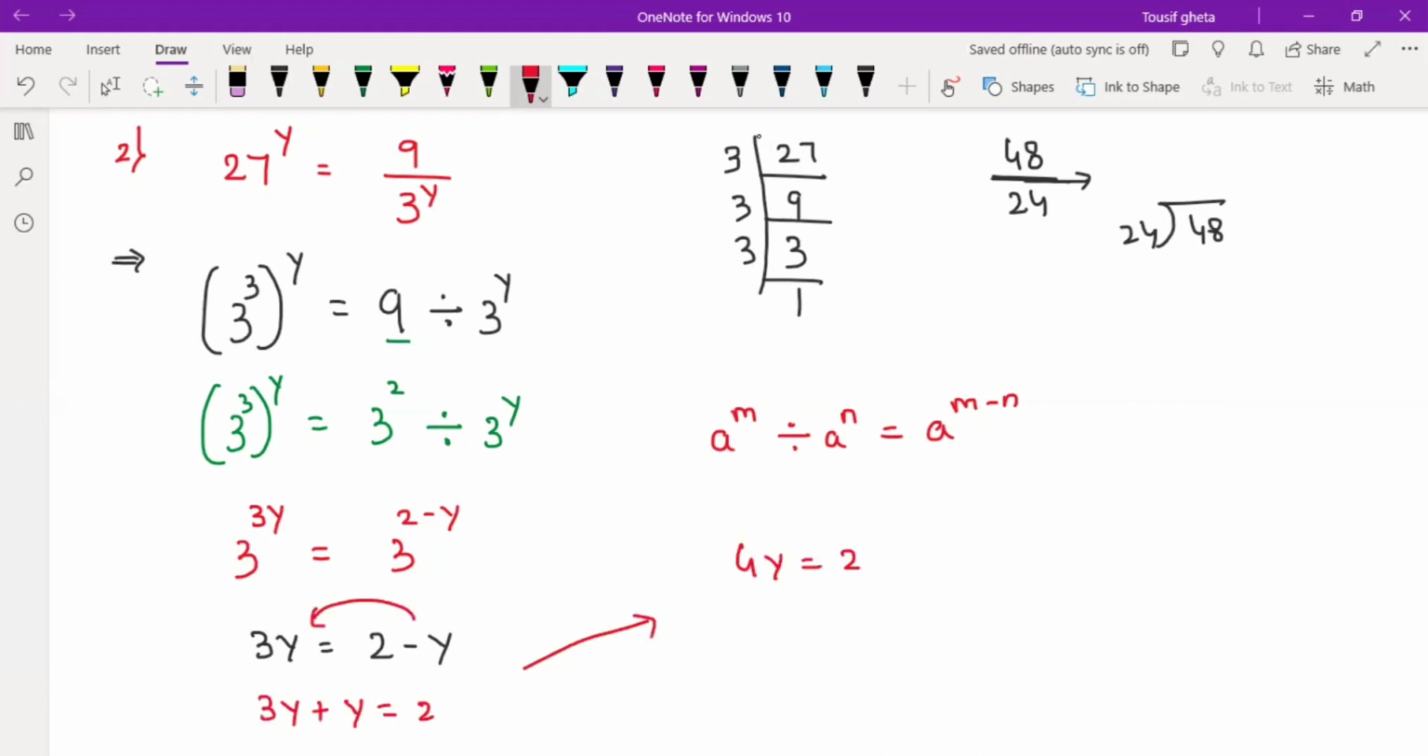Now cross multiply. That is y is equal to 2 by 4. Just do the cancellation, that is 2 ones and 2 twos. So we got the y value as y is equal to 1 by 2. Hope you are getting it. Okay, so let us go with the next one.